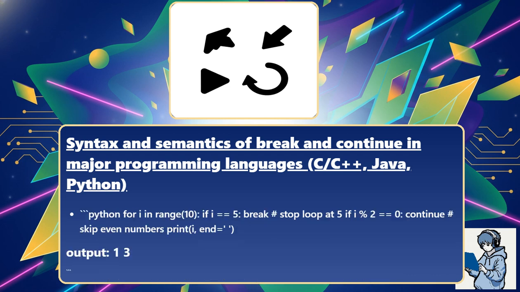for i in range(10): if i == 5: break # stop loop at 5. if i % 2 == 0: continue # skip even numbers. print(i, end=' ') # output 1 3. The meaning is identical across the three languages, but the surrounding syntax, semicolons, braces, indentation, follows each language's rules.